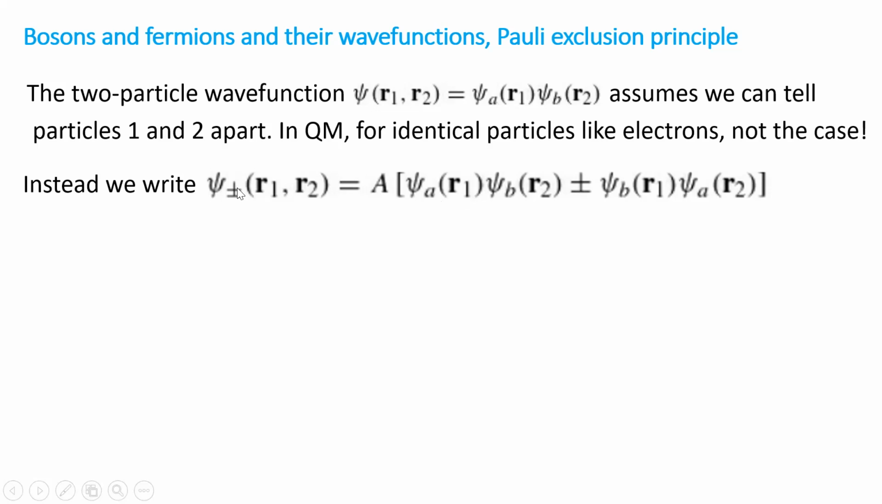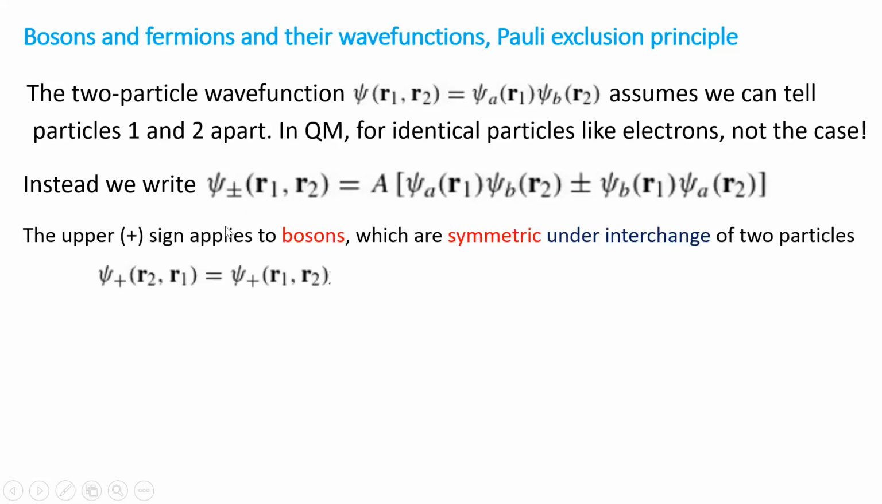The plus sign is called symmetric. We add psi A of R1 psi B of R2 to psi B of R1 psi A of R2. The minus sign is called antisymmetric, where we subtract psi B of R1 psi A of R2 from psi A of R1 psi B of R2. The upper sign, or plus sign, applies to bosons. Okay, so bosons are a type of particle, or a class of particle, as we already mentioned in the very beginning of this video. And these are symmetric under interchange of 2 particles.